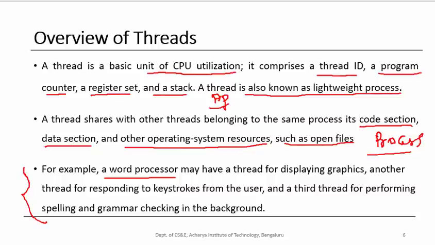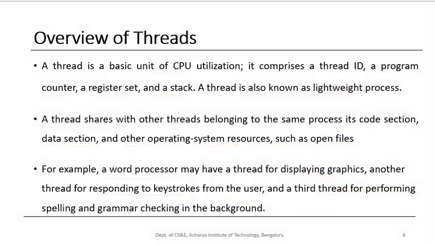So for example, let us say you are using a word processing software. In this application there could be multiple threads for different purposes. For example, there could be a thread for displaying the graphics, a thread for responding to the keystrokes from the user, and a thread for performing the spelling and grammar checking in the background. So what happens is the multi-thread application becomes highly responsive. We will look at the different advantages that we get when we use the concept of multi-threaded programming.